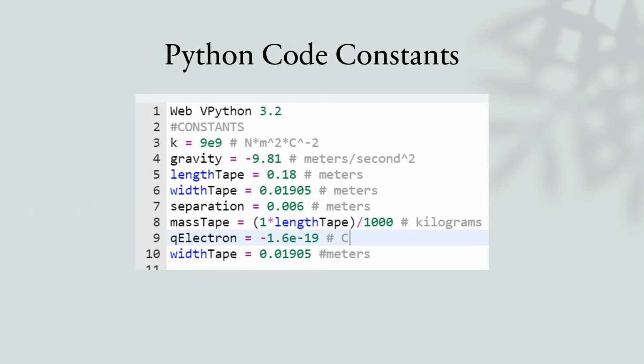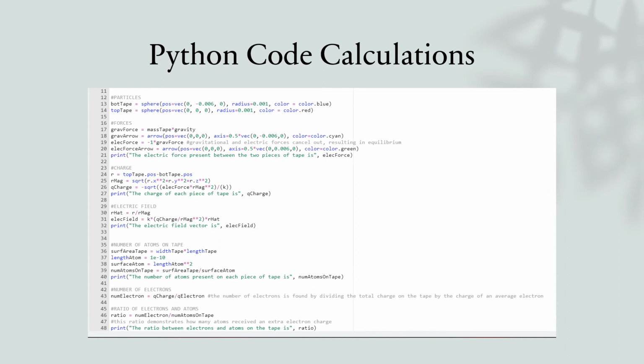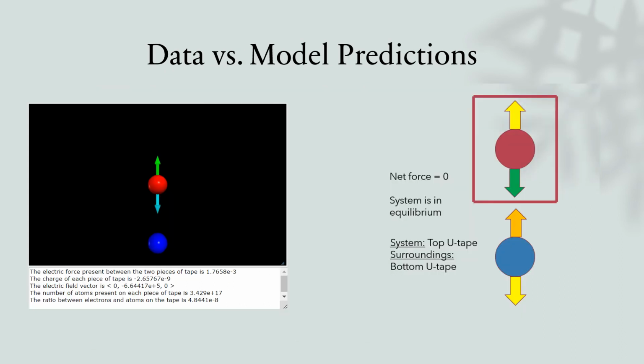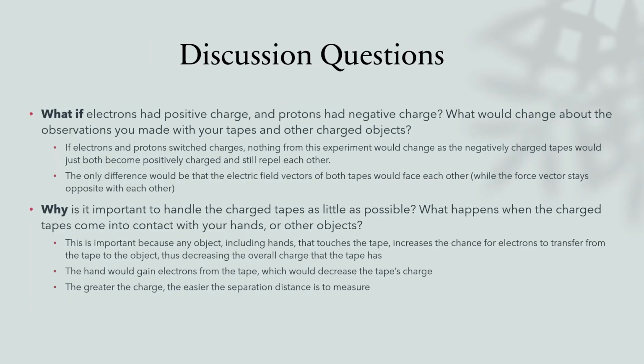The Python code constants all show different values that I discussed. In addition, the Python code calculations all have different equations that basically equate to the calculations I described. The code data model versus the model that I showed earlier are basically the same. The model prediction just shows more of the forces through different arrows, but they represent the same phenomenon.